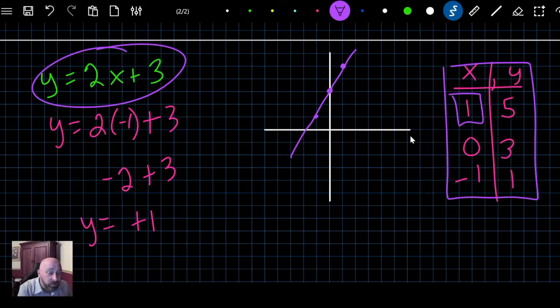Where did our first number come from? Where did the x number come from every time? Out of our mind. We just dreamt it up. We made something up, plugged it in, and it gave us a y number. Then we put it onto the chart. So that's how you would graph. If they give you an equation, you just make up an x number and it gives you a y number. Make up a new x number, it will give you another y number, and you just keep doing that until you have at least 2 points.